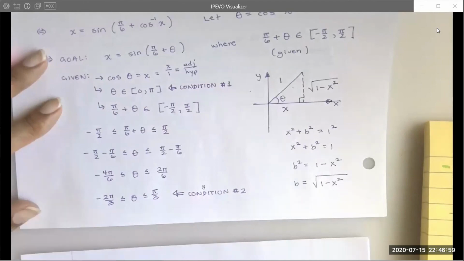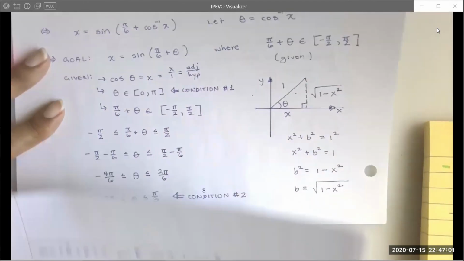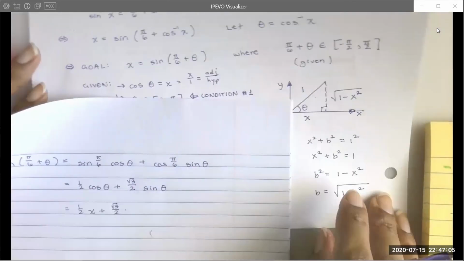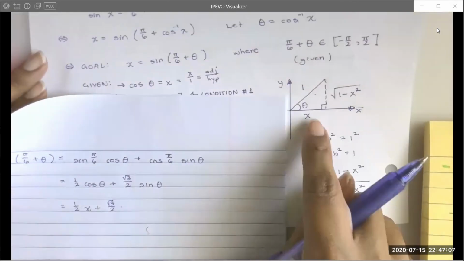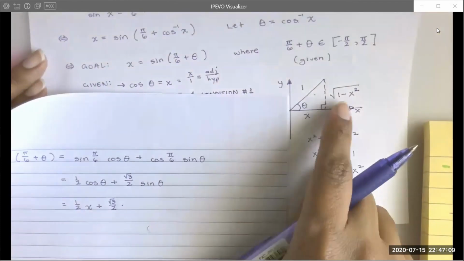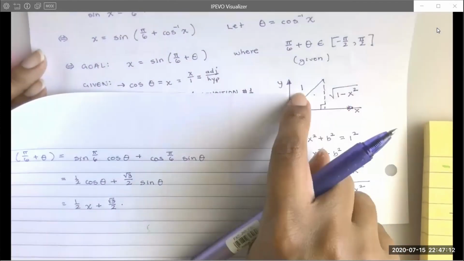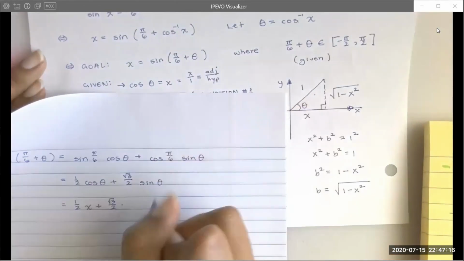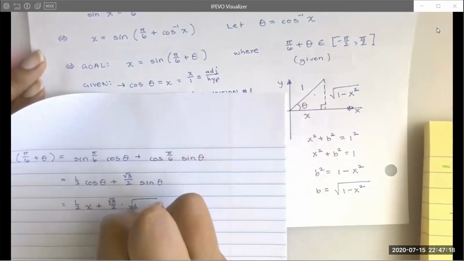So why are we doing all of this work? We're doing all of this work because we were trying to find sine of theta, which now we can, thanks to this diagram. Sine of theta is going to be opposite over hypotenuse, which is square root of 1 minus x squared over 1. So we're just simply going to end up with square root of 1 minus x squared.